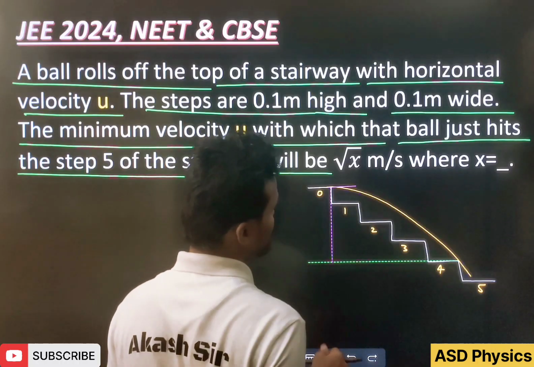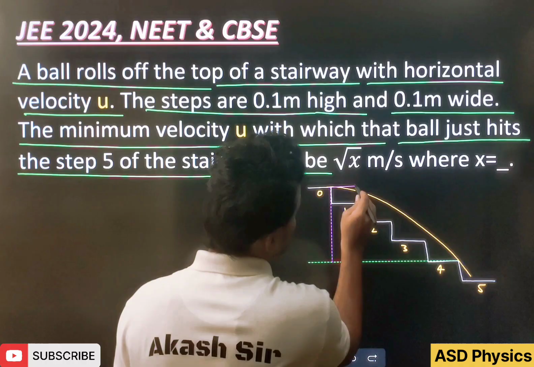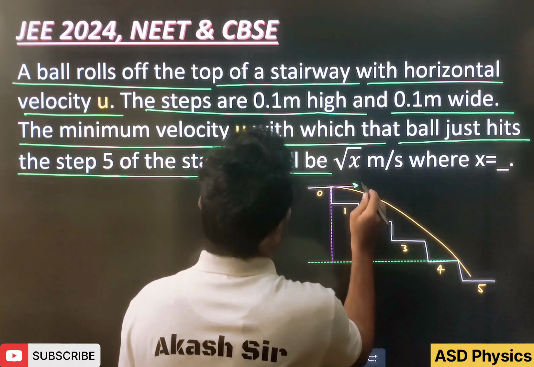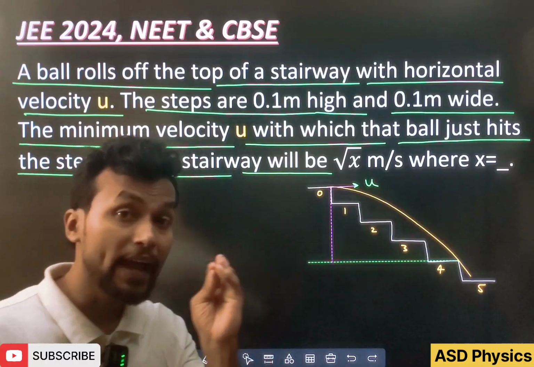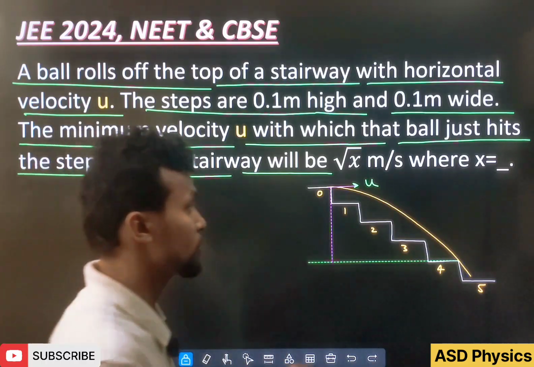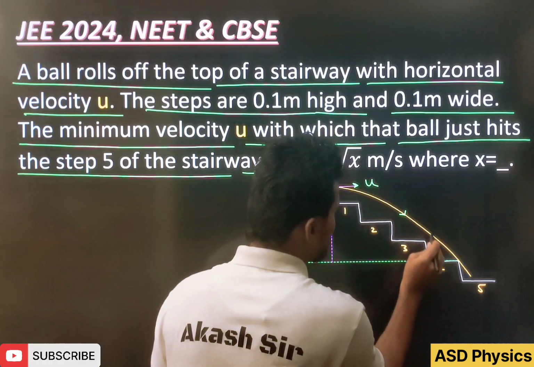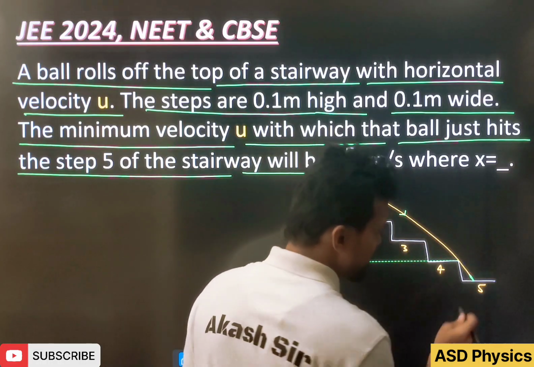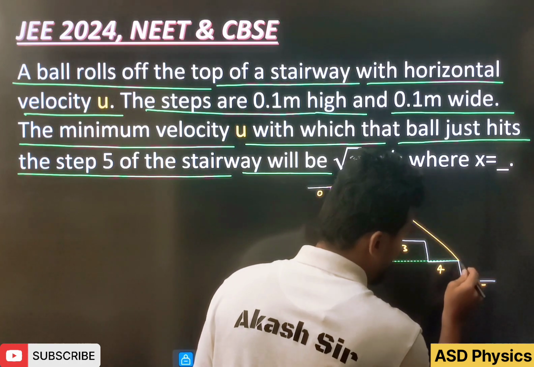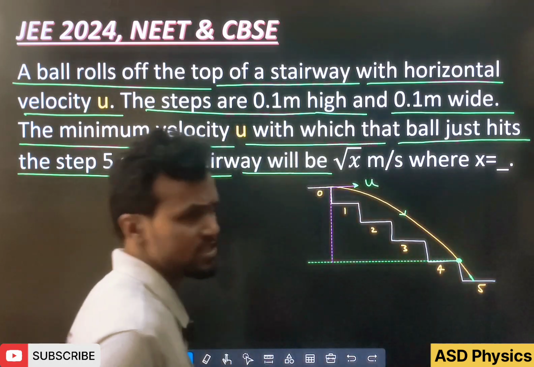Okay, so let's take these as the steps. From here the steps start, and from here the ball is projected, rolled with the velocity they are telling you. The ball has to hit step 5. So you can see very well, when it starts from here, it is going like this, and it will reach step 5. Now you know very well, to hit step 5 the ball should cross step 4, then only it will hit step 5.